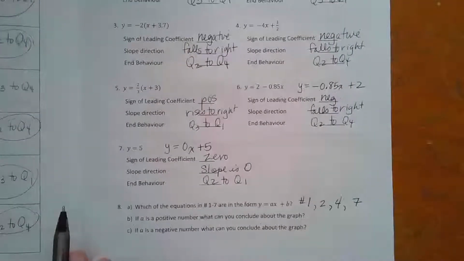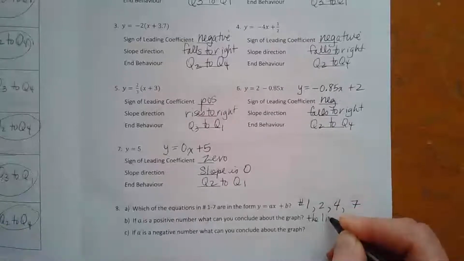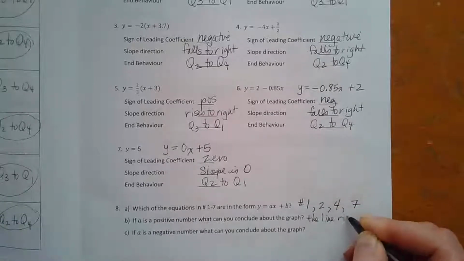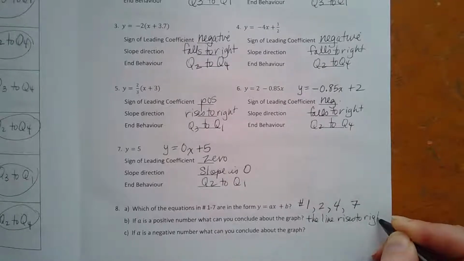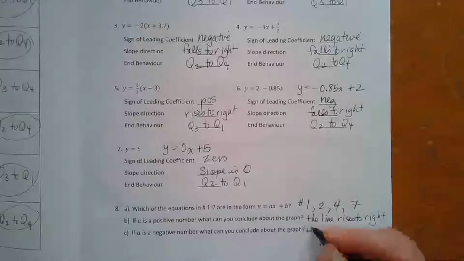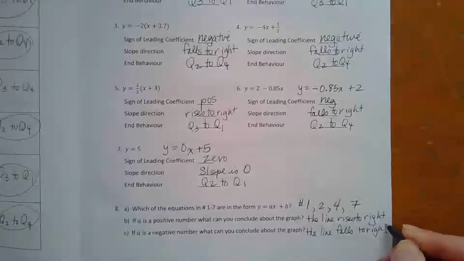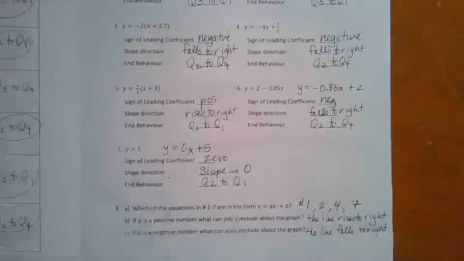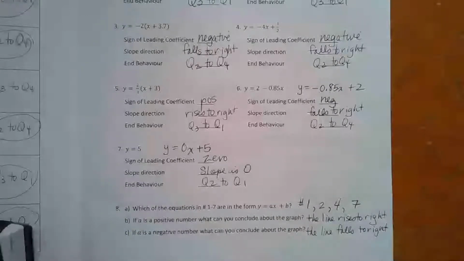If A is positive, what can you conclude about the graph? The line rises to the right. If A is negative, what can you conclude about the graph? The line falls to the right. And that to the right phrase means as you read across the page, right? Like as you read a graph across the page.